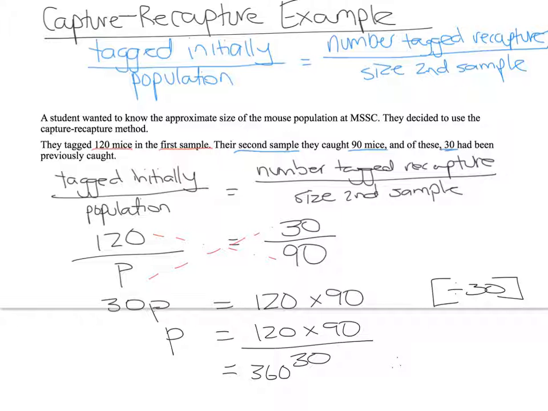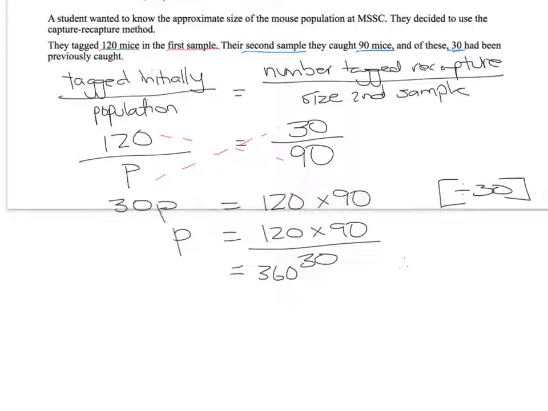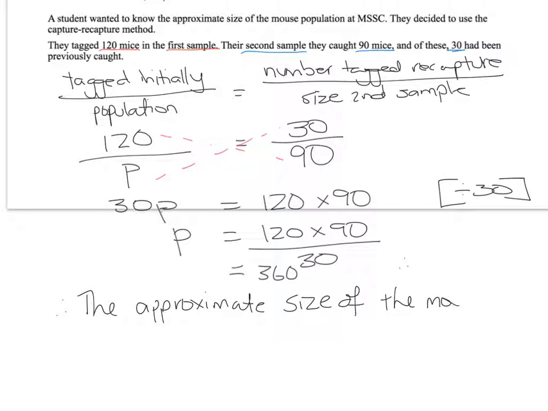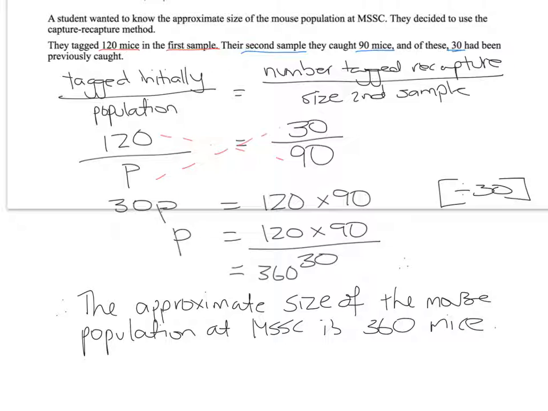So therefore, well, actually, I'm not really going to fit, am I? Let me move that up. Therefore, approximate size of mouse population at MSSC is 360 mice. And that's it.